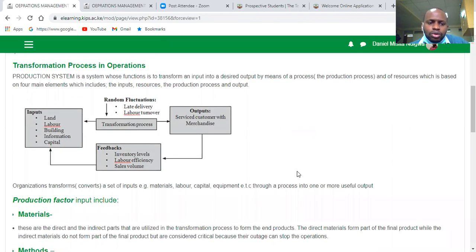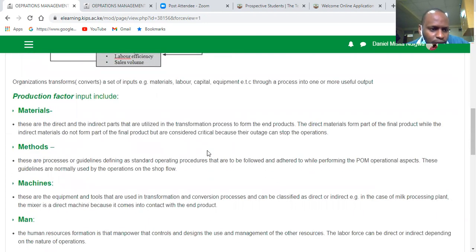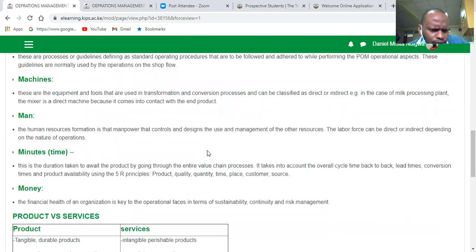And for this process to be complete, there must always be feedback. And feedback here may emanate from the customers or the users of your product. And it may include inventory levels. They can give feedback on the inventory level. They can also give feedback on the labor efficiency and the sales volume. So that process is there and it is explained below, some of the various inputs.